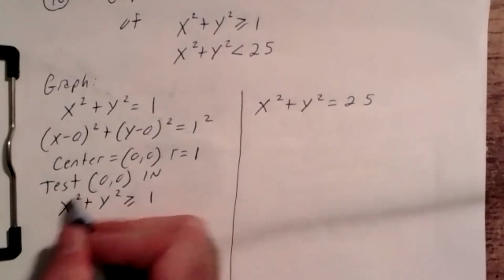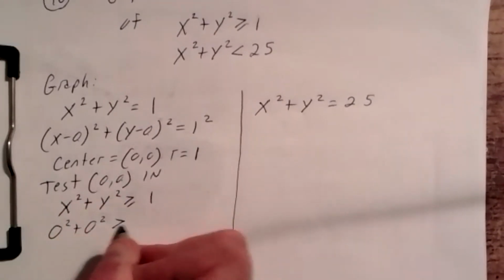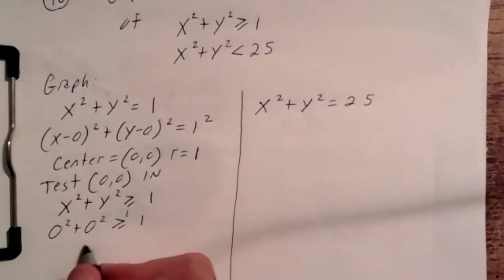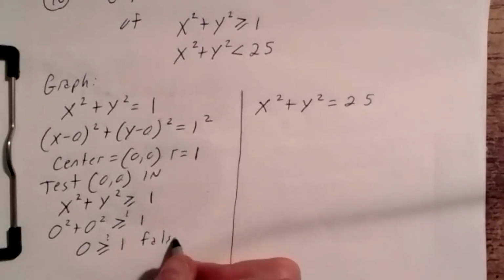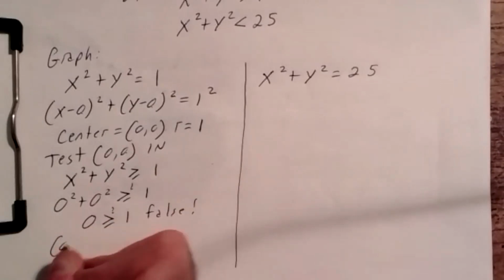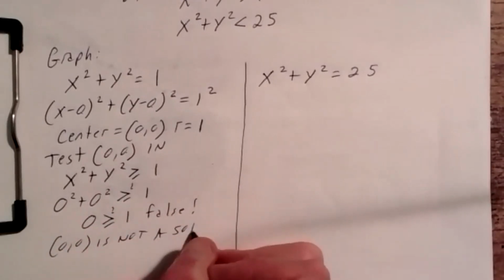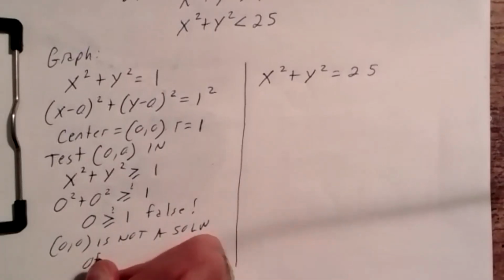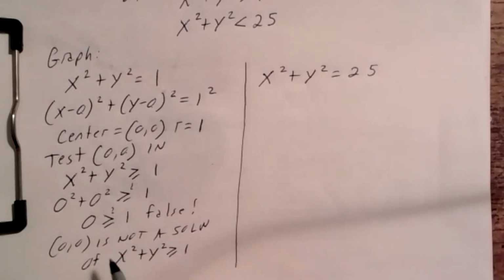Let's see, replace x with 0, y with 0. Is 0 squared plus 0 squared greater than or equal to 1? Is that true? Is 0 greater than or equal to 1? That's false. So therefore, we've discovered 0, 0 is not a solution of the inequality x squared plus y squared greater than or equal to 1.